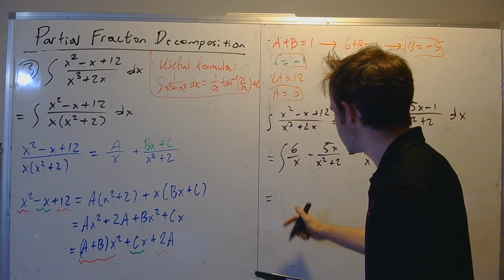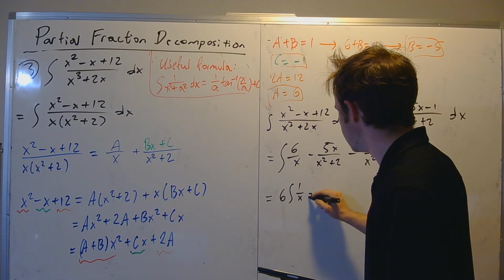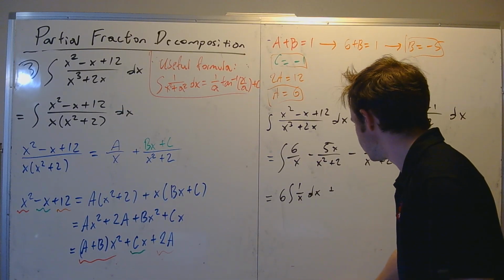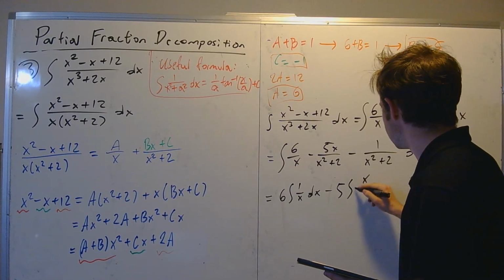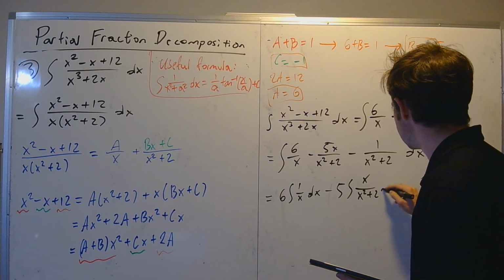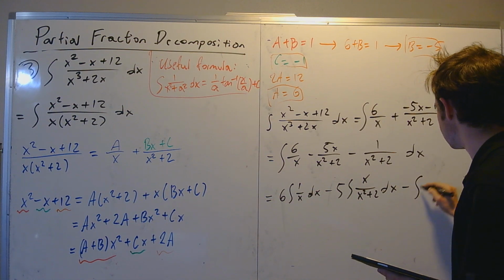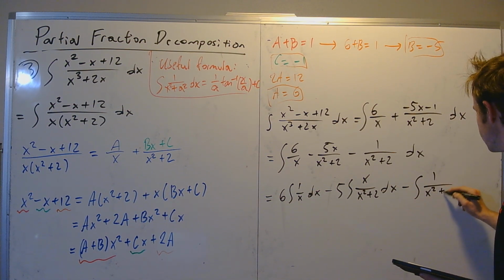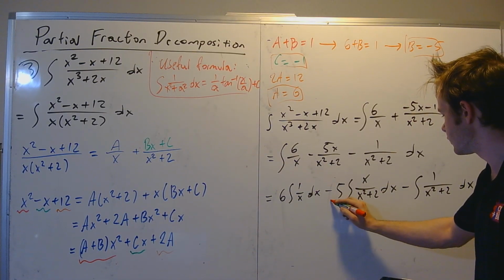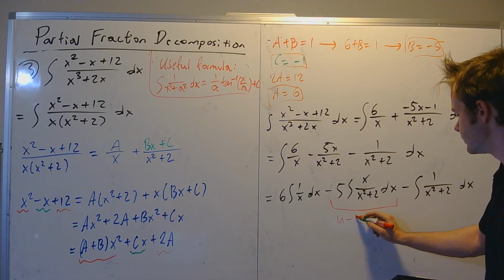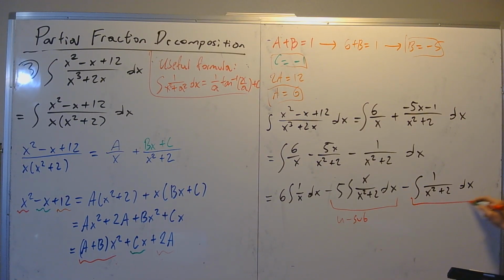This is going to be 6 times the integral of 1 over x dx minus 5 times the integral of x over x squared plus 2 dx minus the integral of 1 over x squared plus 2 dx. Right, so for this one, we're going to use u substitution. And for this one, we're going to use the formula that we wrote down at the beginning.